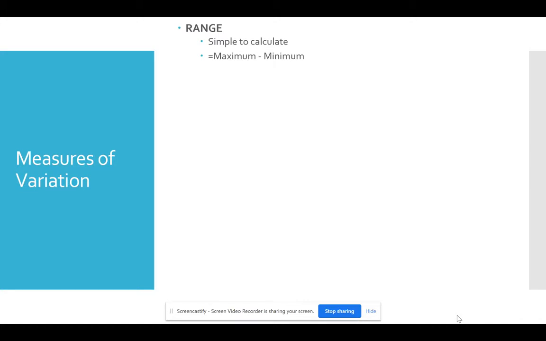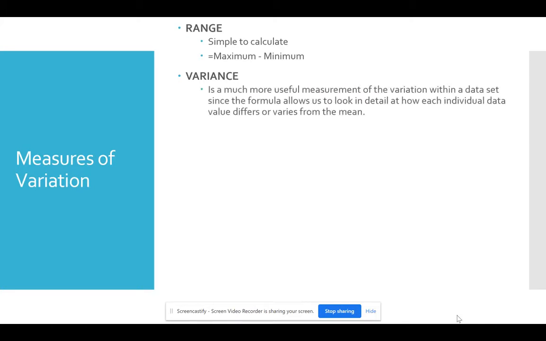And again, that just gives us a very broad stroke idea of how much the data values vary, especially if you don't have access to some form of technology, calculator, computer, something like that. The range is one that you can calculate on the fly pretty easily using paper and pencil. Next is variance.